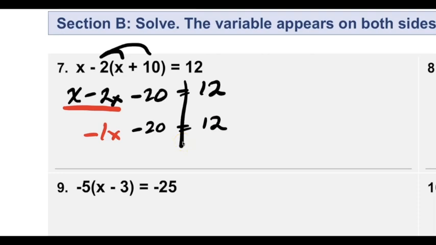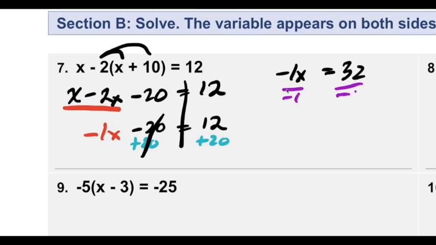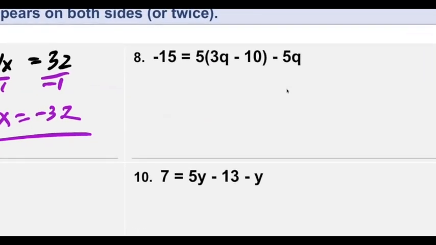We'll do it straightforward. I'm just going to add 20 both sides. So we're going to get negative 1x equals, these cancel, 32. I still gotta get rid of that -1. So let's divide by -1. X equals -32 over here.